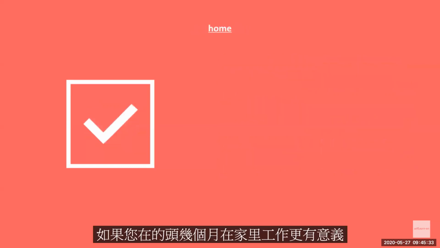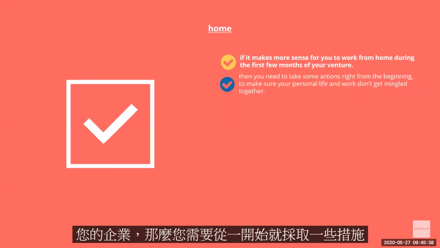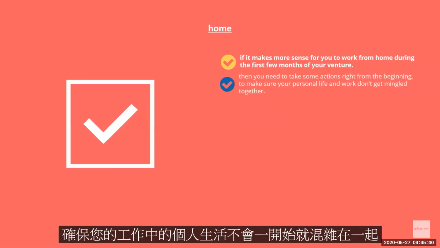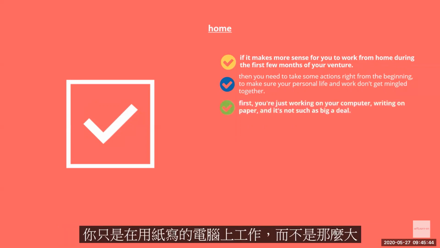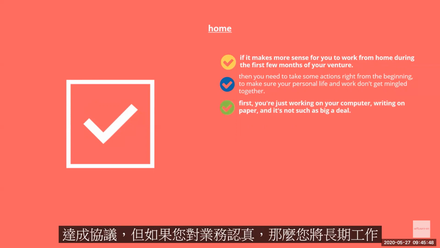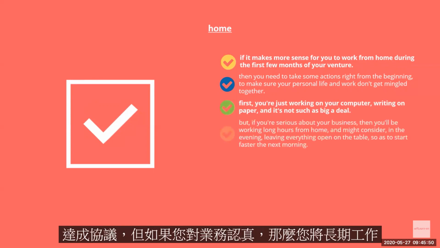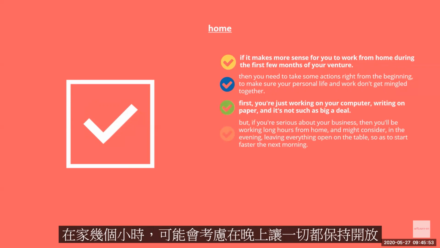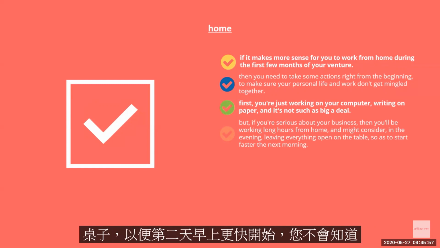If it makes more sense for you to work from home during the first few months of your venture, then you need to take some actions right from the beginning to make sure your personal life and work don't get mingled together. At first, you're just working on your computer, writing on paper, and it's not such a big deal. But if you're serious about your business, then you'll be working long hours from home and might consider in the evening leaving everything open on the table so as to start faster the next morning.